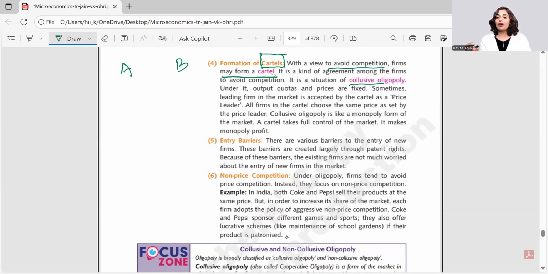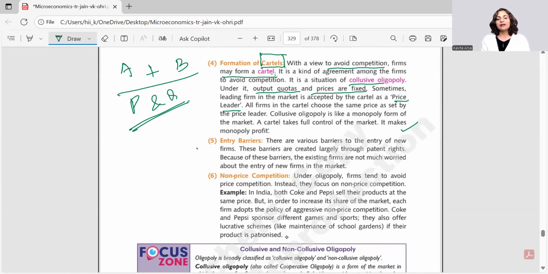So instead of that situation, they say that let's unite together for the price and quantity decisions, right? And hence let's have the best benefit from the market. So under this, output quotas and prices are fixed and they unite with each other. The price leadership is accepted by the cartel, right? So collusive oligopoly is like a monopoly form of the market, right? And that yields the benefit of monopoly profit.